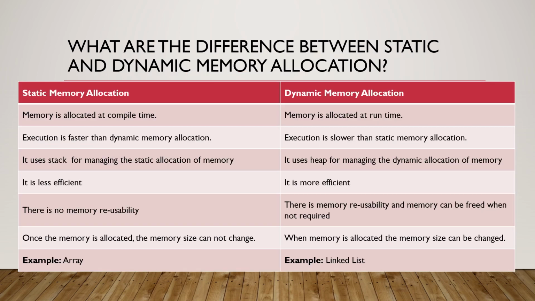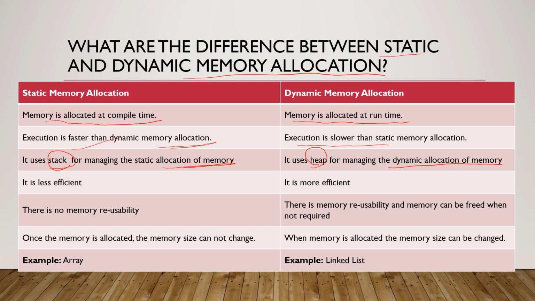Now let us have a look at the difference between static and dynamic memory allocations. The first point is that in static memory allocation, the memory is allocated at compile time, whereas in dynamic memory allocation, memory is allocated at runtime. So execution is faster in static memory allocation compared to the dynamic memory allocation, whereas execution is slower in dynamic memory allocation. Static memory allocation uses stack data structure for managing the static allocation of memory, whereas dynamic memory allocation uses heap data structure for managing the dynamic allocation of memory.